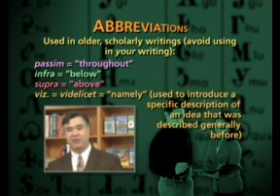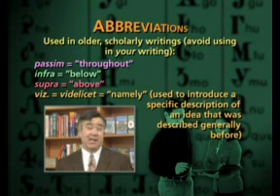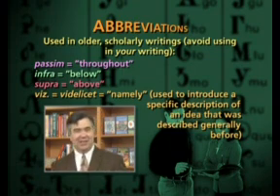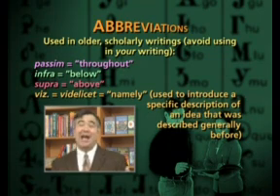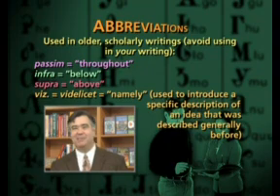Viz. is short for videlicet, and it means namely. You might use this to introduce a specific description of an idea that was described generally before. Nowadays, scholars will just say namely, rather than using the Latin abbreviation. As you can see, there are really just a small handful of specialized abbreviations that scholars need to know and use today. Write these few down, practice them, and soon you'll find that abbreviations and Latin terms don't give you any special difficulty.